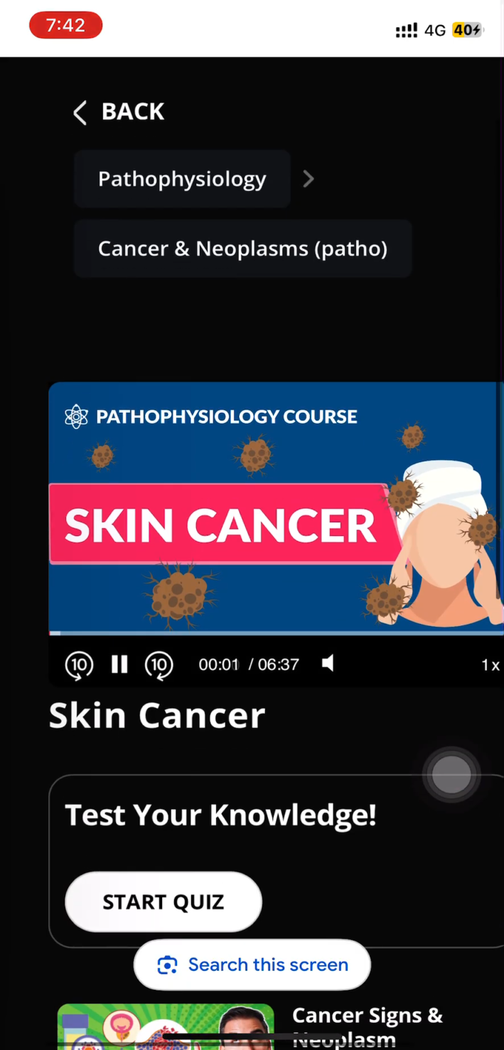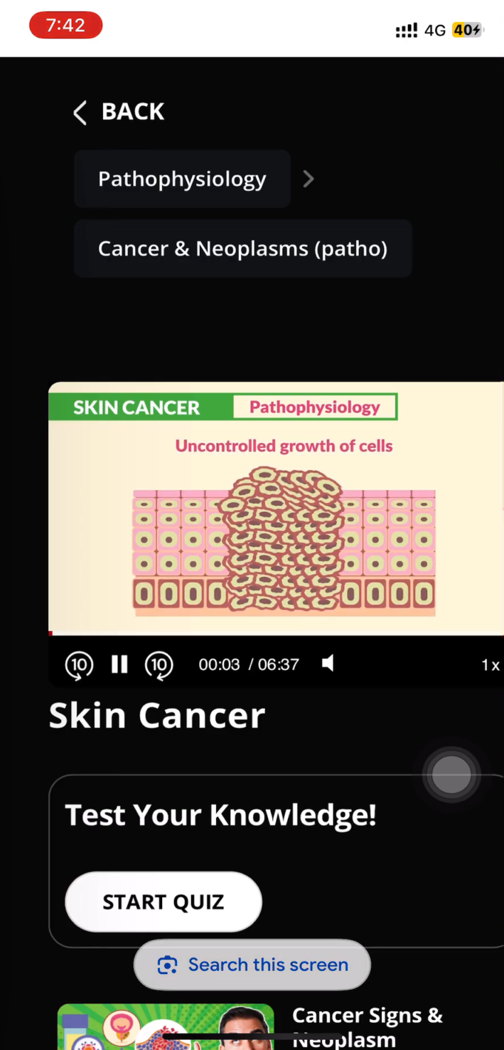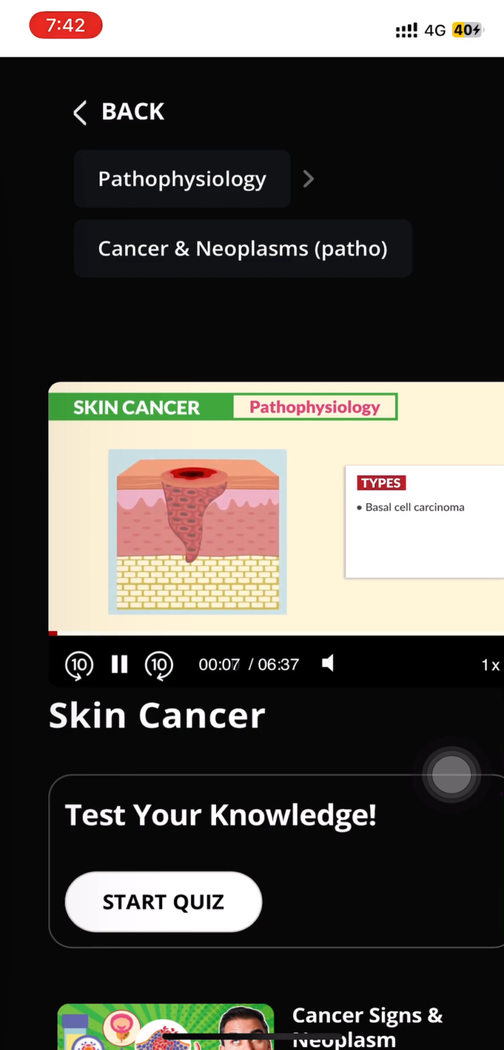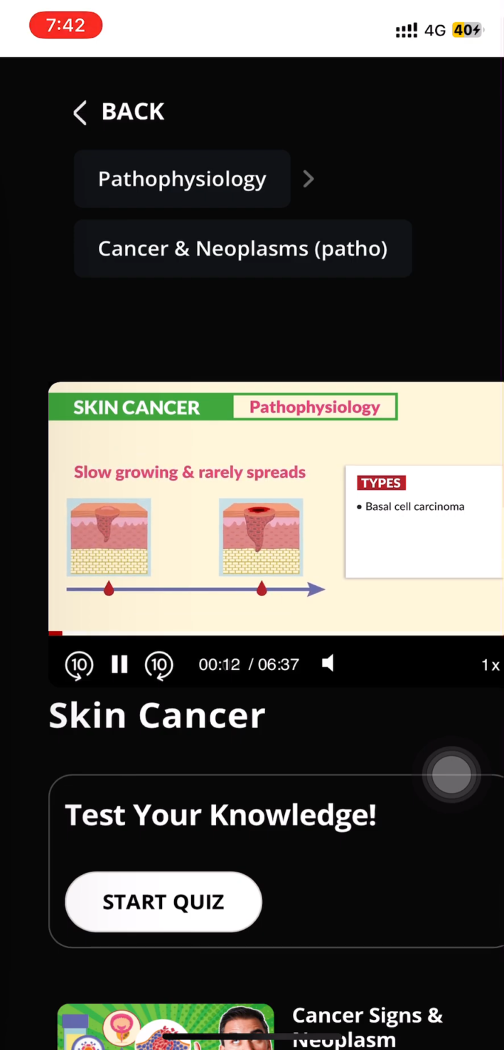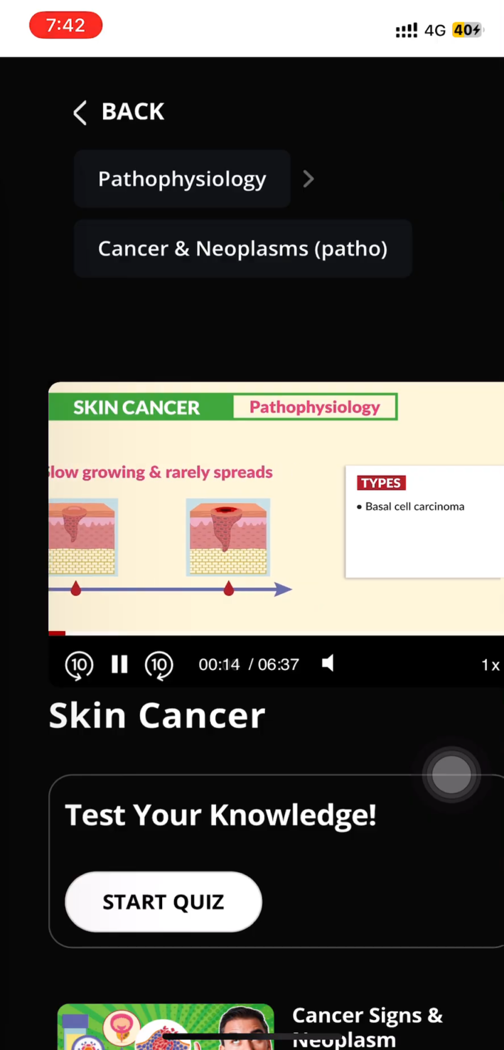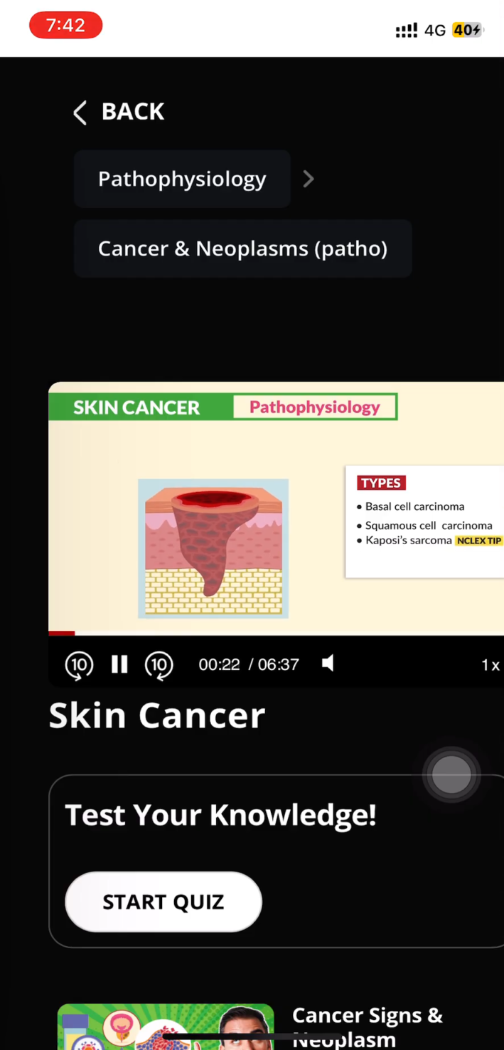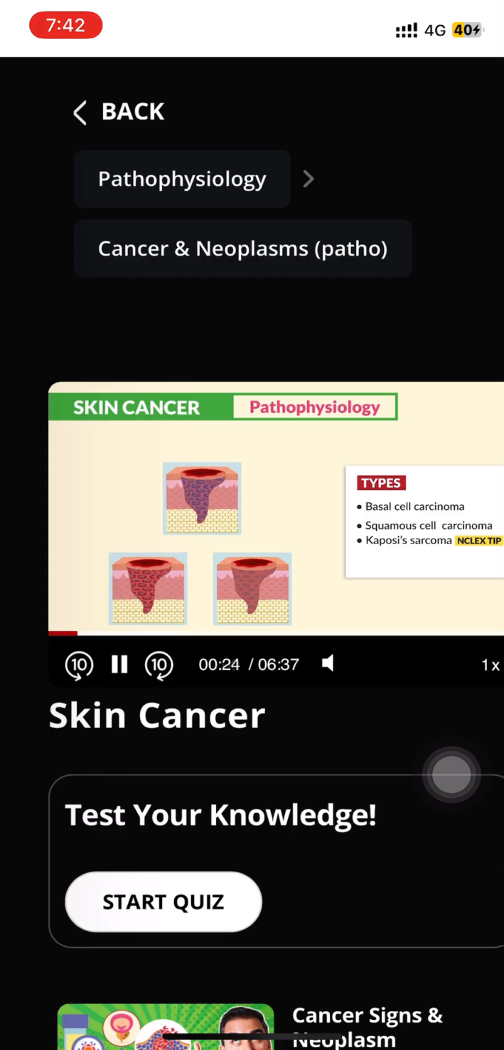Now for skin cancer. This is uncontrolled growth of cells within the skin, and we have various types. So basal cell carcinoma is the most common, but it's slow growing and rarely spreads. Squamous cell carcinoma is the second most common, and Kaposi sarcoma, which is a huge NCLEX tip. Write this one down. We see patches or lesions of abnormal tissue growth that look like purple, red, or brown skin blotches. So just know these key terms here.